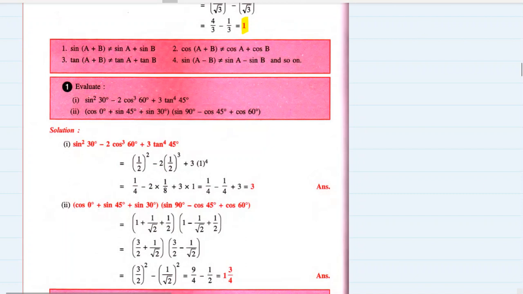But always remember this very important thing. Sine of angle A plus B is not equal to sine A plus sine B. Cos of angle A plus B is not equal to cos A plus cos B. Tan of angle A plus B is not equal to tan A plus tan B, and sine of angle A minus B is not equal to sine A minus sine B. So sine, cos or tan cannot be distributed over addition and subtraction. Okay, so this is very, very important.